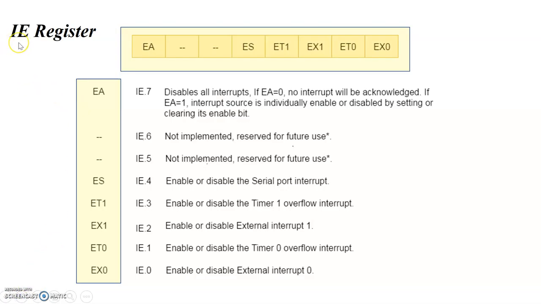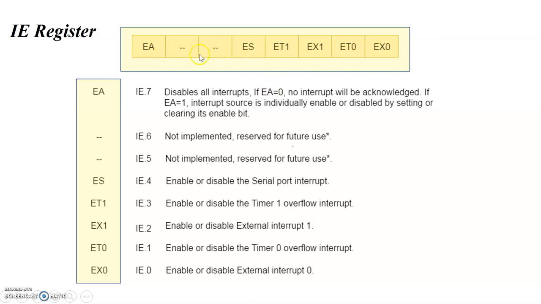There is another register called the IE register. This is also an SFR, and let's discuss this. EA basically enables the interrupts. So if we want any interrupt to be acknowledged by the 8051 microcontroller, this EA bit needs to be set. If this is not equal to 1, then none of the interrupts will be acknowledged. So please ensure that in the program EA is set to 1 so that the interrupts are acknowledged.